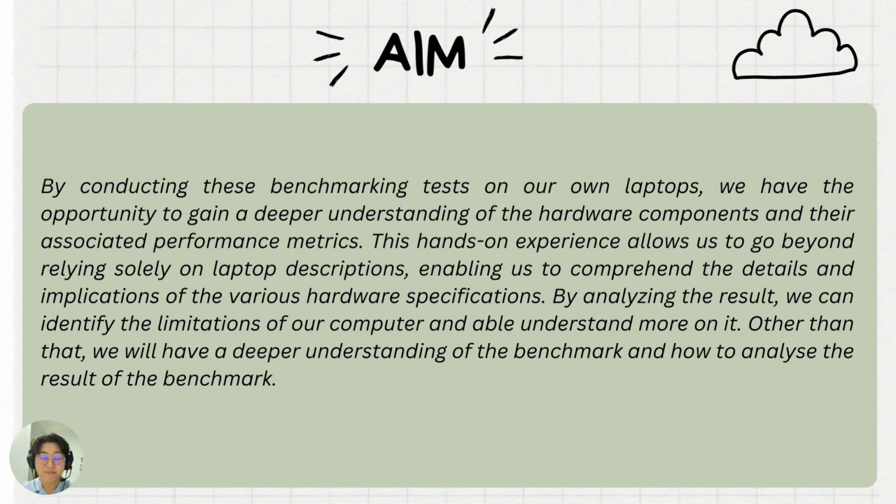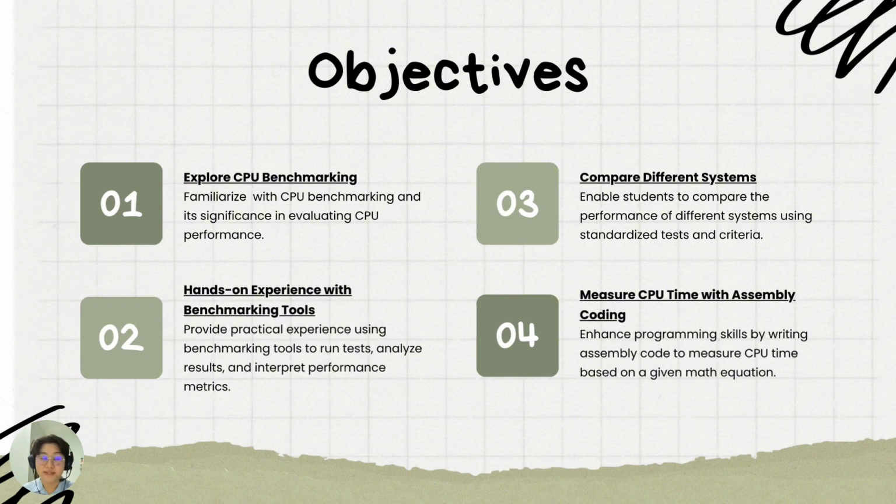By conducting this benchmarking test on our own laptops, which are the Acer Swift 5 and Lenovo Legion 5, we have the opportunity to gain a deeper understanding of the hardware components and their associated performance metrics. This hands-on experience allows us to go beyond the various hardware specifications. By analyzing the results, we can identify the limitations of our computer and understand more about it. Other than that, we will have a deeper understanding of the benchmark and how to analyze the result of the benchmark test. So next will be the objective of this project.